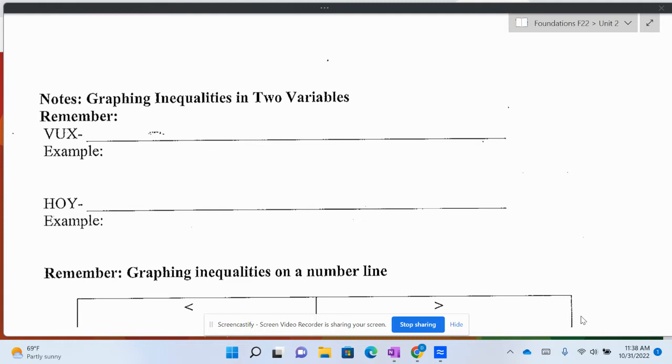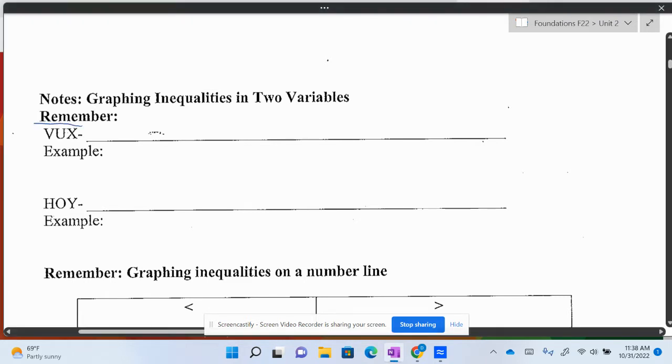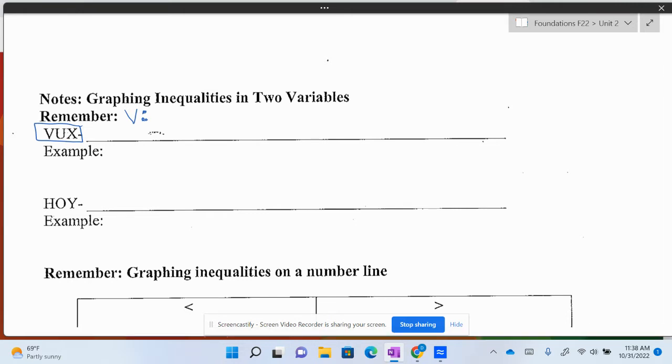So I want to talk about VUX. Nope, I said VUX. So listen. V stands for, we have two types of special lines. Do you remember? V is a vertical line. The U tells me that the slope is undefined. Good job, Dakota.